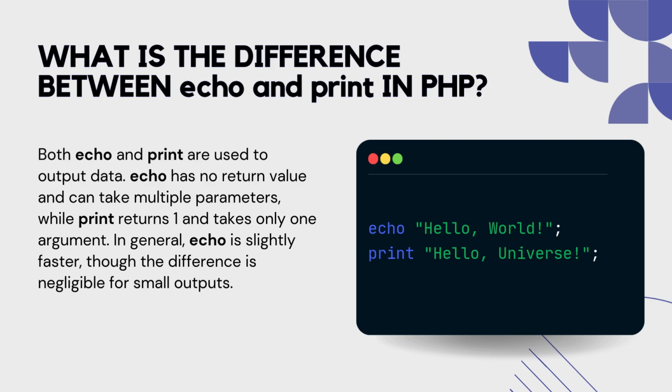Let's look at the example code. In this example, echo outputs "Hello, world", and print outputs "Hello, universe". Both work similarly, but echo is slightly faster, while print returns a value.